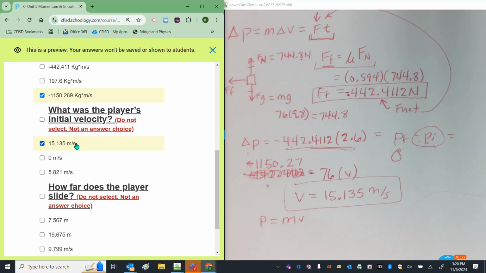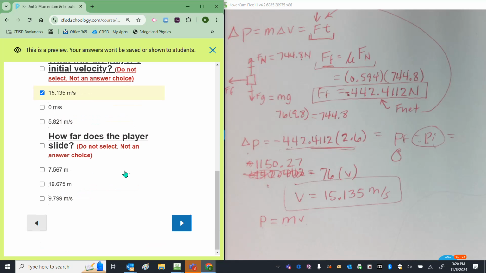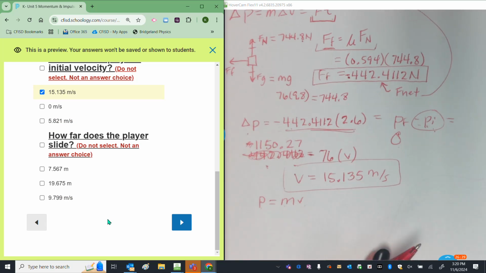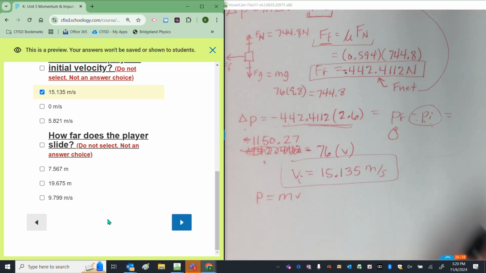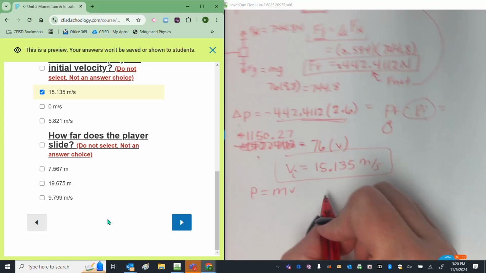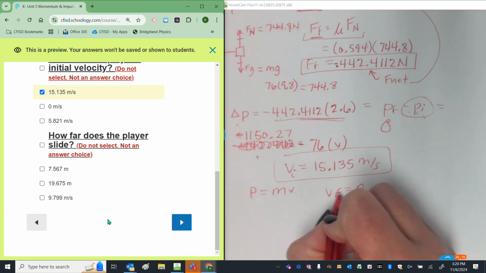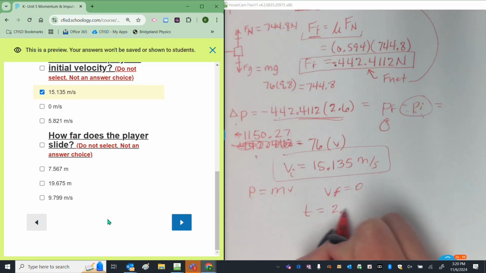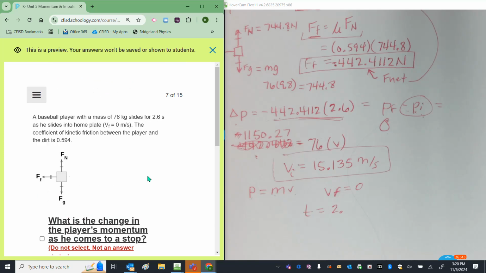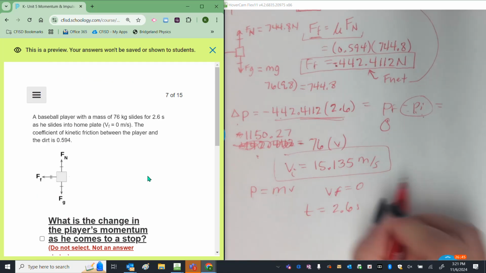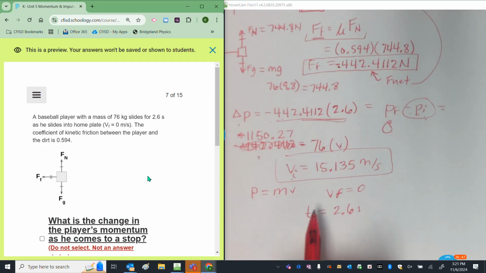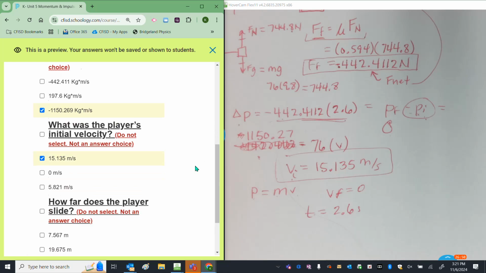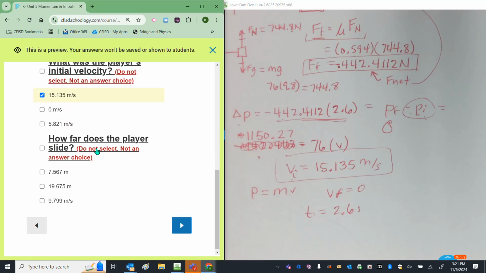Okay. Last part of this says how far does the player slide? So again, we know his initial velocity. We know his final velocity is 0. We know how long he's sliding for. I think it was that 2.6? I think it was. Let me double check. Yep, 2.6 seconds. Okay, so we have VI, we have VF, we have T. We can solve how far is delta X.